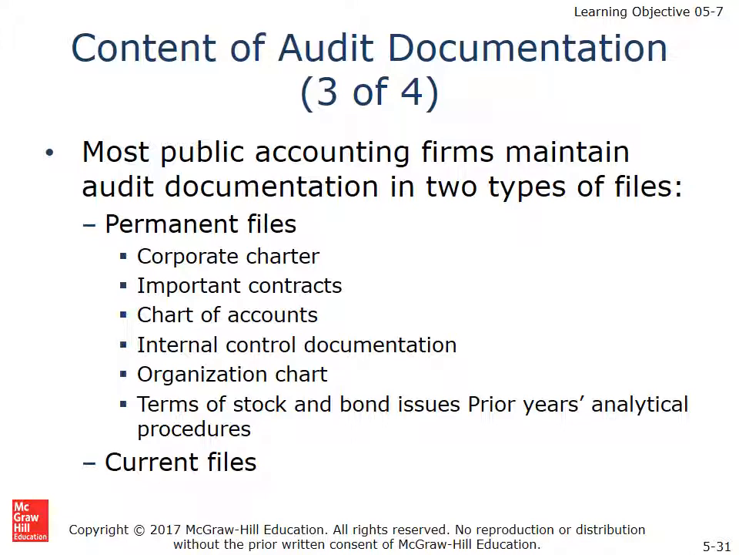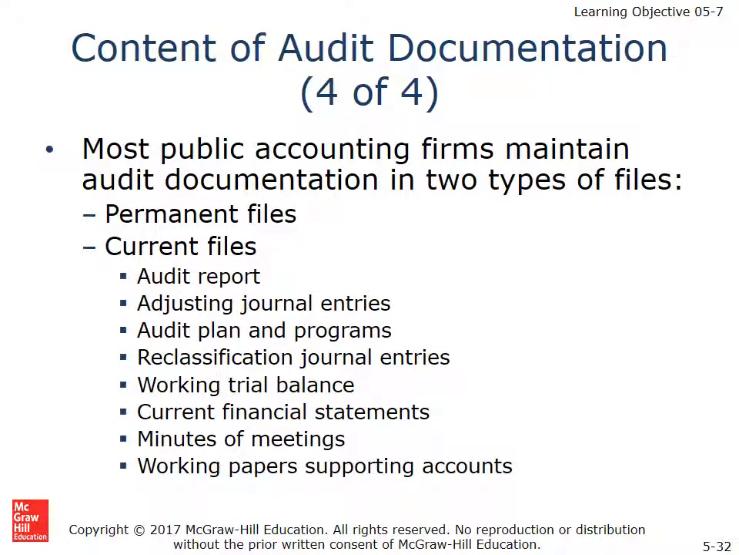Most public accounting firms maintain 2 types of audit files on their clients. Permanent files have information that doesn't change from year to year: corporate charter, contracts, chart of accounts, internal control documentation, organization chart, and many other things of a more permanent nature. And then there are the current files, the evidence files used for this year to collect evidence, and the audit procedures and plan and all of that used for this year's audit to come up with our opinion.